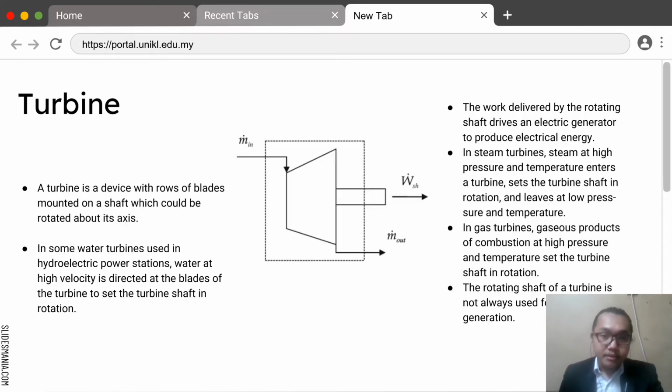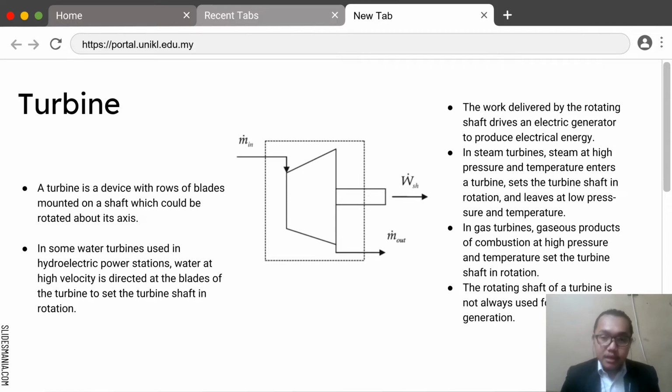So, for the next slide. A turbine is a device with rows of blades mounted on a shaft which can be rotated about its axis. In some water turbines used in hydroelectric power stations, water at high velocity is directed at the blades of the turbine to set the turbine shaft in rotation. The work delivered by the rotating shaft drives an electric generator to produce electrical energy.